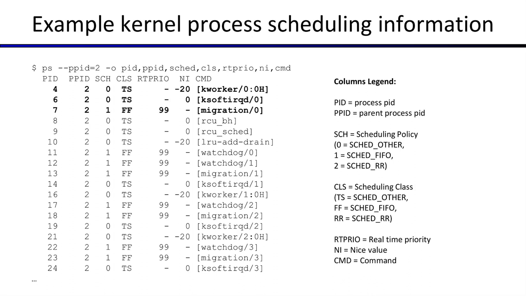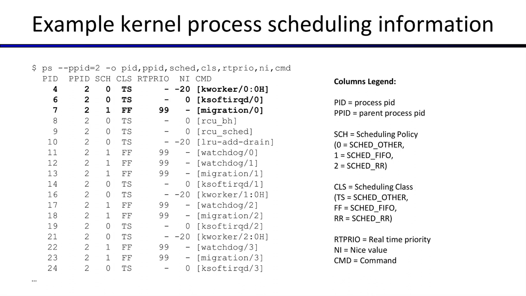I did a filter using --ppid, which is the parent PID, equals 2, and 2 is the parent PID for all kernel processes. So I'm filtering by only kernel processes here. Then I have output on PID, parent PID, scheduling policy, class, real-time priority, nice level, and the command itself. These columns I've displayed in the column legend, and these are all columns that I thought are relevant to see in the context of what we are learning today.